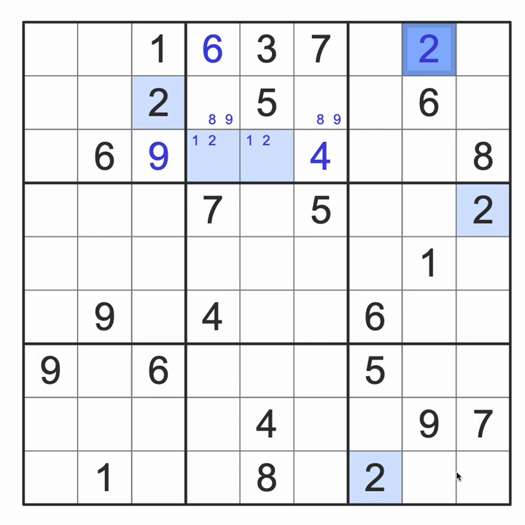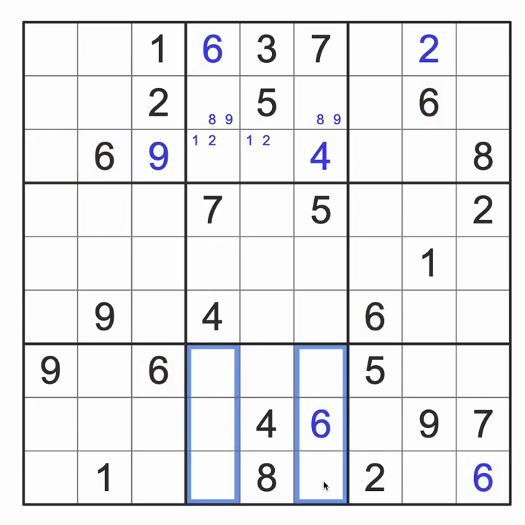Now I can place 6 in box 9. This 6 blocks here. This 6 blocks this one. This 6 blocks here. Gives me 6 here. And that gives me 6 in box 8, because this 6 blocks here, this 6 blocks here, this 6 blocks here. That gives me 6 here. I can also place 7 in box 8 because this 7 blocks here, this 7 blocks here, gives me 7 here.